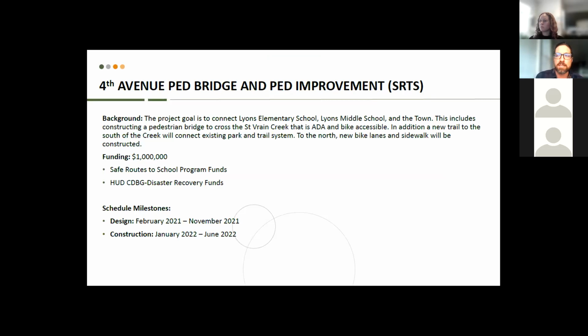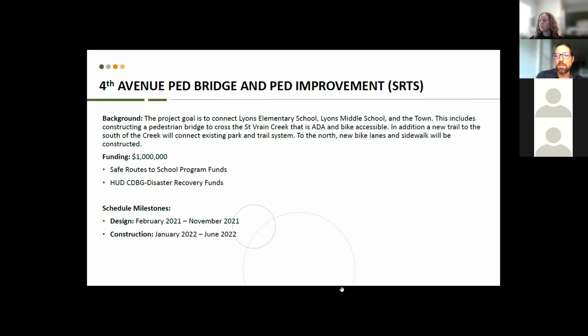This is funded by the Safe Routes to School program. The project goal is to better connect the schools to the town. And this includes the replacement of the 4th Avenue Ped Bridge that was destroyed in the 2013 flood, and a new trail connection to the south connecting to Bone Park. And to the north, the sidewalks will be improved and bike lanes added.